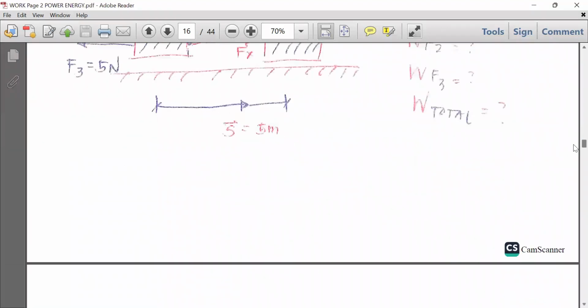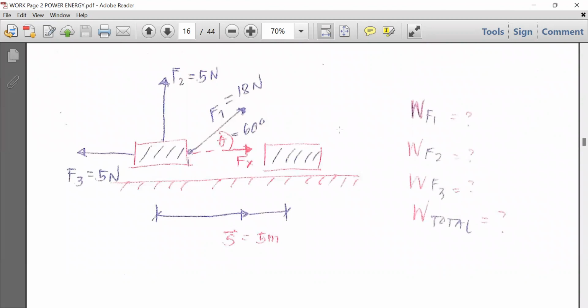How are we going to solve for the total work done on this object? There are 3 forces acting on this object, F1, F2, F3. To get the total work done, we get the work done by F1, the work done by F2, and the work done by F3, and then add them up. That is the total work done, or the sigma work. Now F2 is 90 degrees, perpendicular to the displacement. Therefore, the work done is 0.